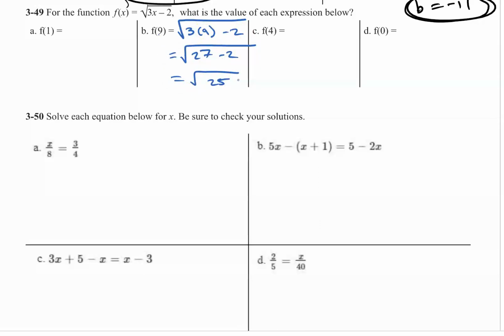So square root, make sure you're writing square root, and then at the end, you square root the number, and the square root of 25 is 5. So when you input 9, the output should be 5. How about D?